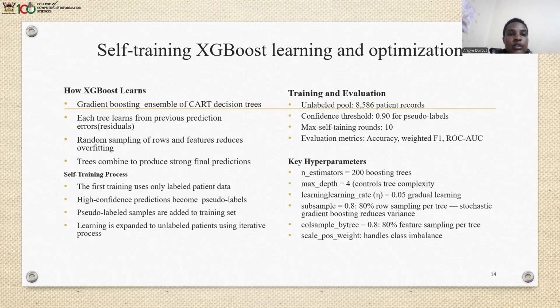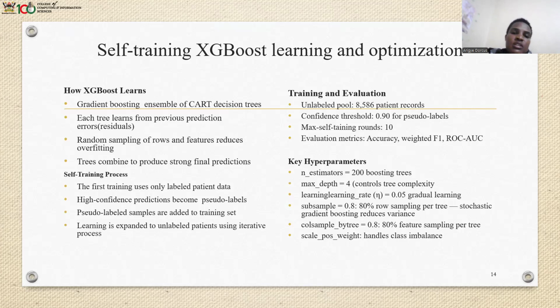For the self-training, next we go to the self-training XGBoost learning and optimization. So how does XGBoost learn? XGBoost builds predictions incrementally, and it starts with a simple initial guess. Then in a boosting round, it builds a decision tree to predict the errors of the previous model. It adds this new tree to the sum, slightly improving the overall prediction.